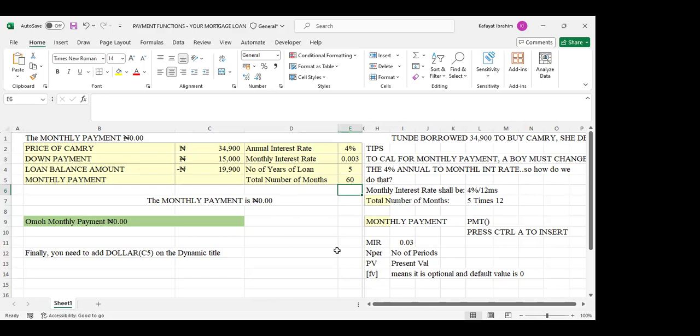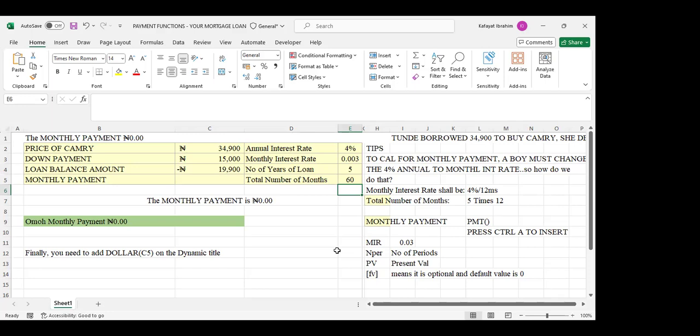No. Tell me why. Because of the interest rate. Because there's interest on that 19,900. Good, thank you. Let's now see how it works. If Mr. Tunde chooses the monthly option, how much is he going to be paying?